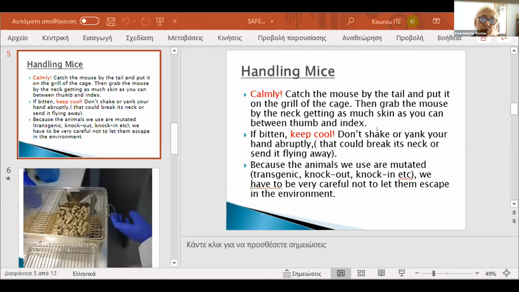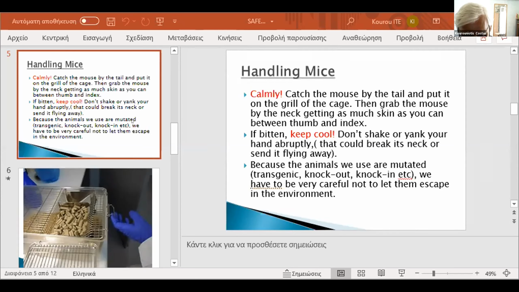Now, because most of the animals we use are mutated, we have to be very, very careful not to let them escape in the environment. Any mouse that has escaped has to be found dead or alive. We have to be very careful with that.